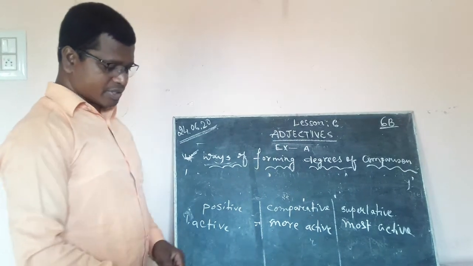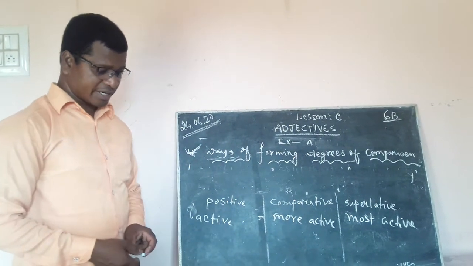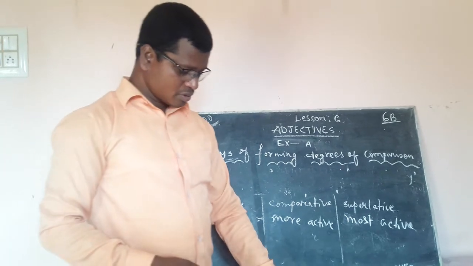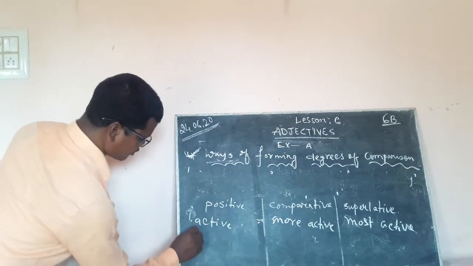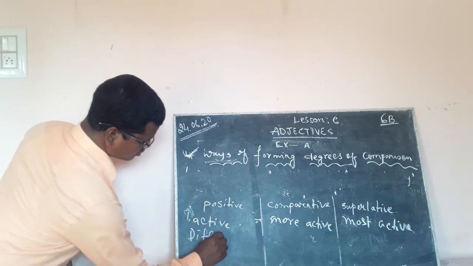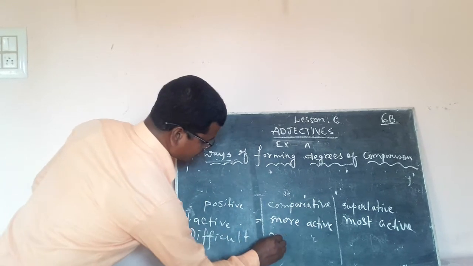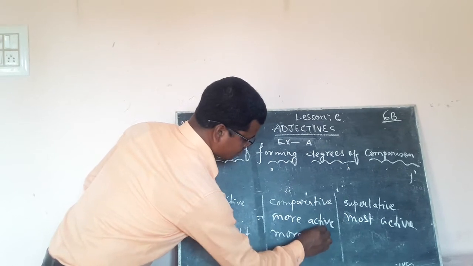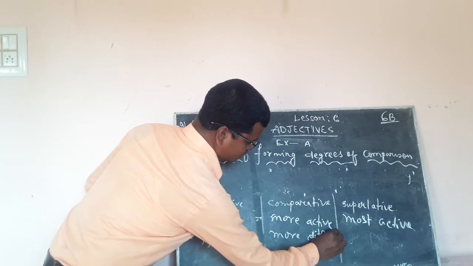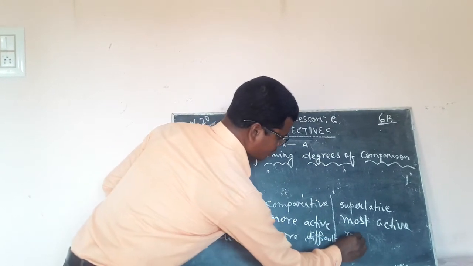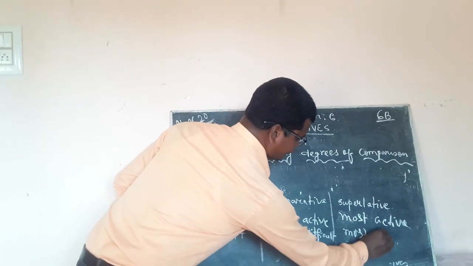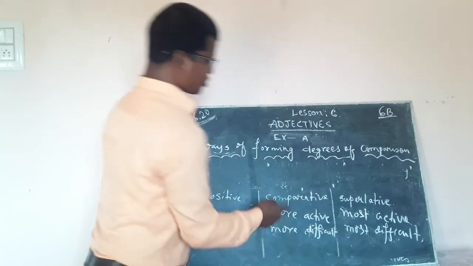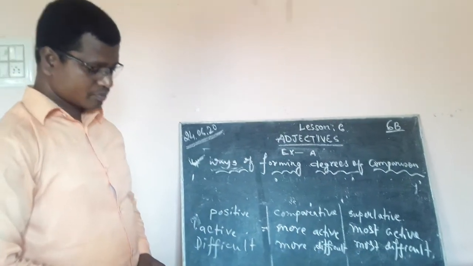And let's see the other one. One more example, as I already told you, difficult. Let us write difficult here also. Difficult, here it will be more difficult, and here most difficult. So this is how we form.